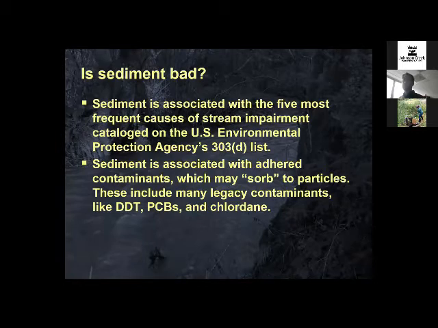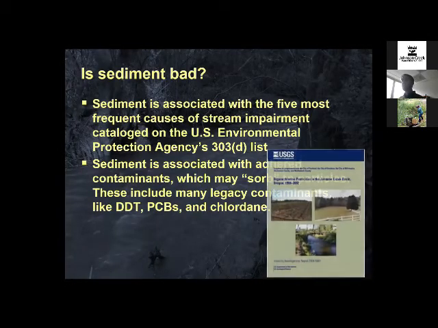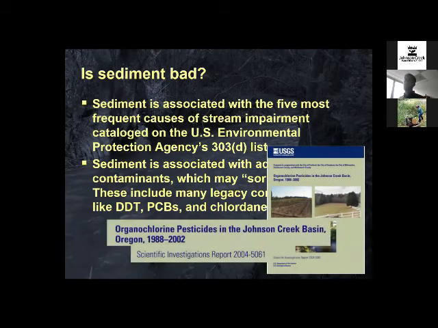This is one of the most frequent causes of stream impairment, as classified by the EPA. And we tend to think of sediment as bad because it absorbs a lot of contaminants, such as DDT and other legacy contaminants. And in fact, in the USGS, we had a 2004 publication. We looked at the prevalence of organochlorine pesticides in the Johnson Creek Basin. So if you're interested in that, you can check out that publication.